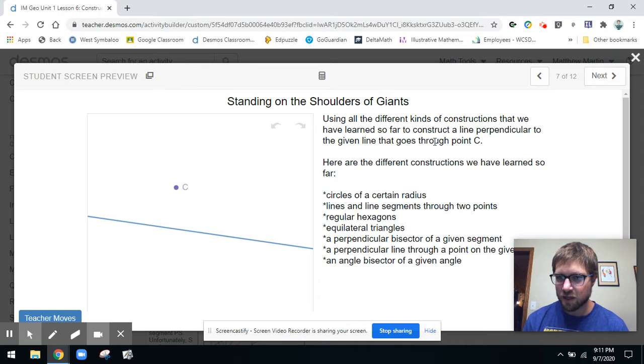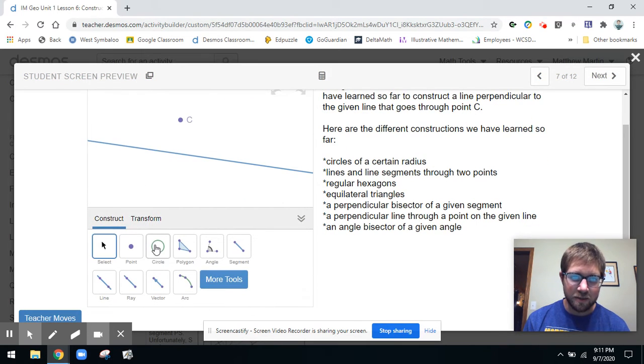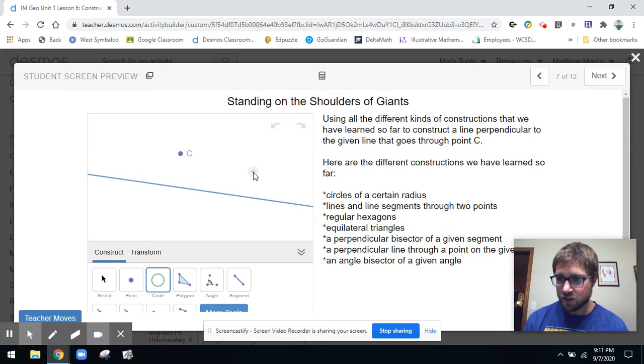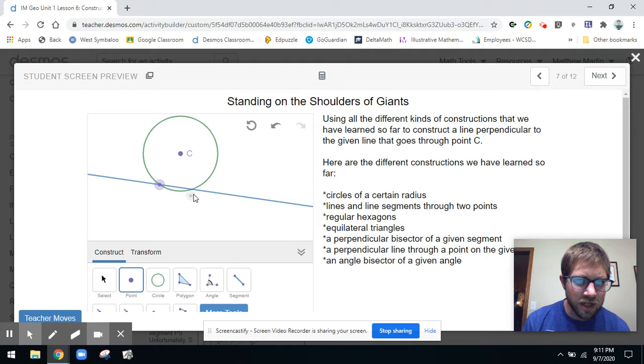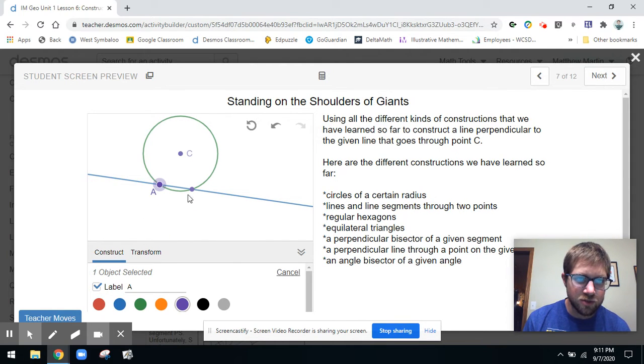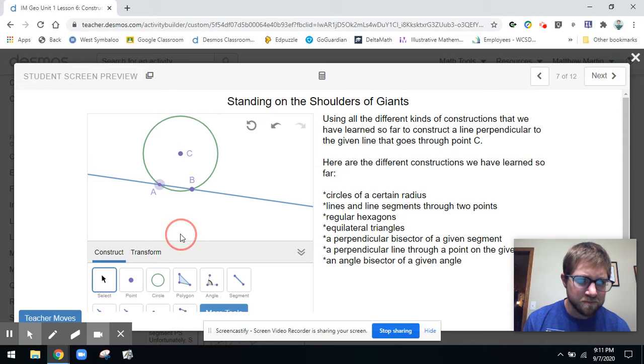Like here, we know how to make a line perpendicular through a point on the line. Well, what if we want to make a perpendicular line through a point that is off the line? Well, I think we could probably pull that off. I'm just going to jump right in, but if you want to pause and try it yourself, here's your chance. If not, here we go. First, I make a circle centered at C such that it passes through the line in 2 places. I will label those 2 intersection points, A and B.